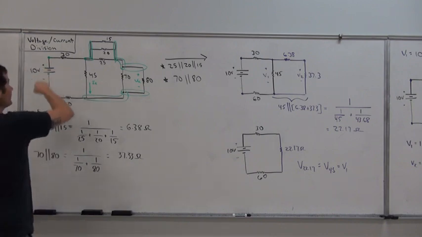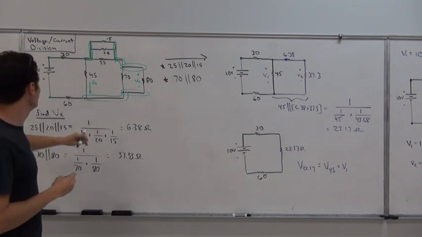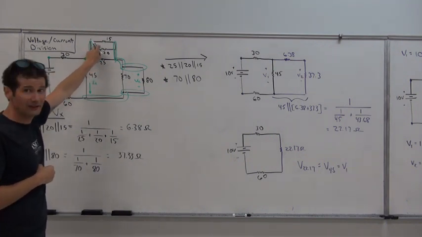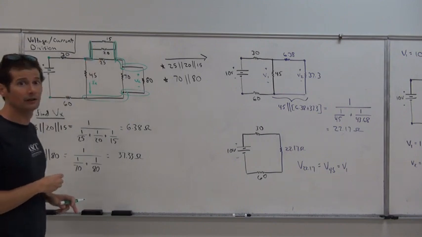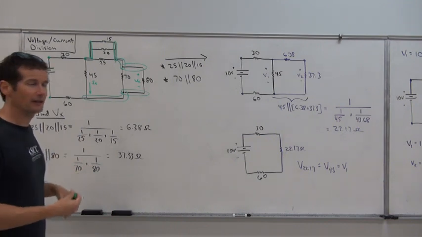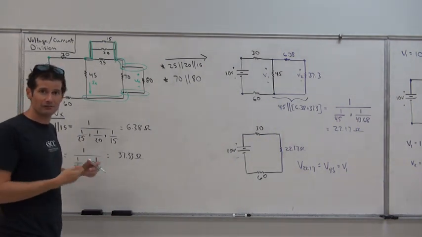So they're effectively in series with each other. But this relationship between 30, 45, 25, 20, 15, since they're all connected together, there's no definition for that. It's just an undefined point of connection. That's all it is, just connected.